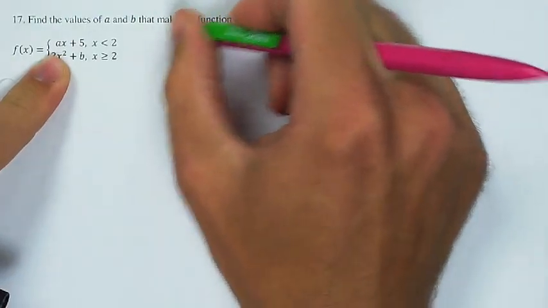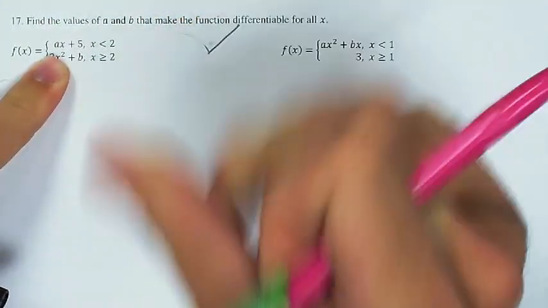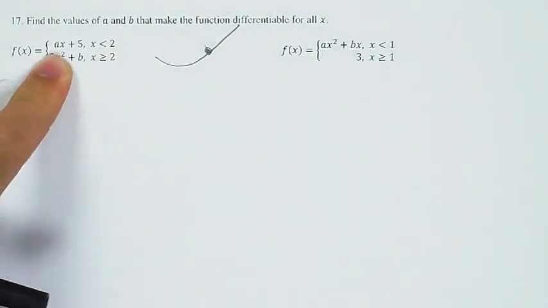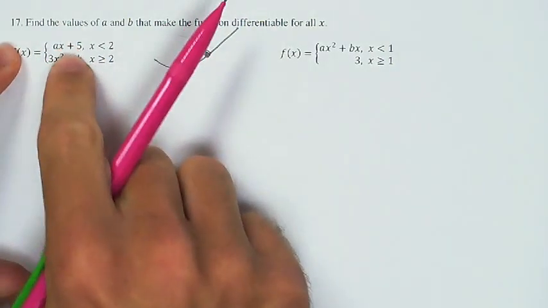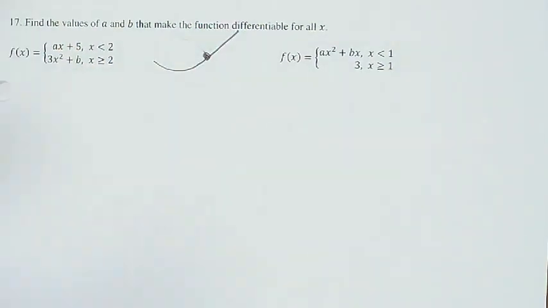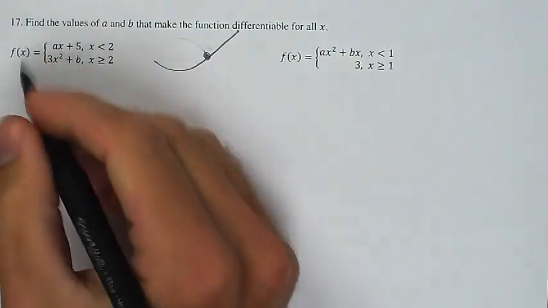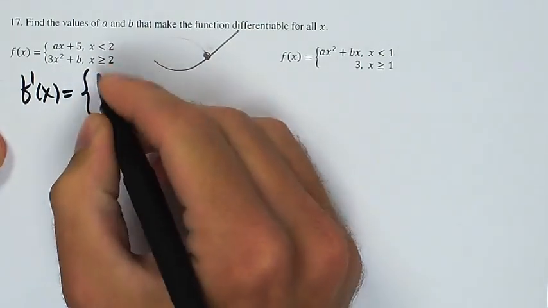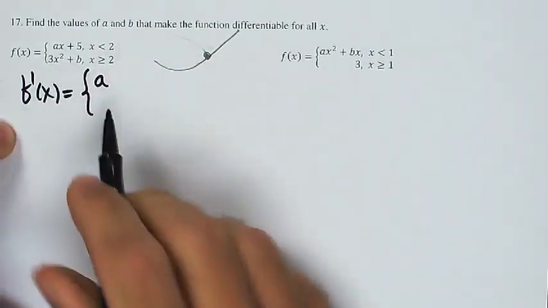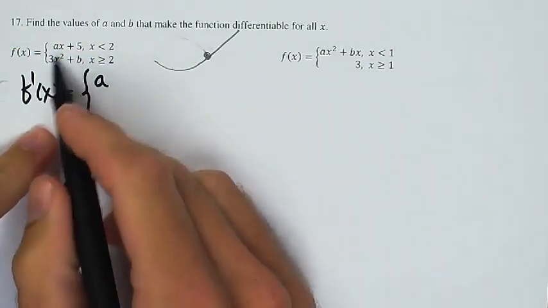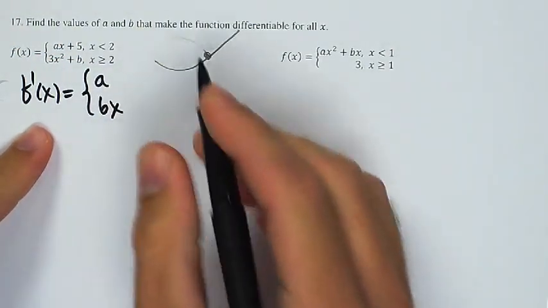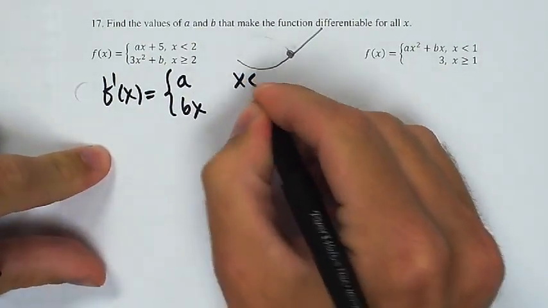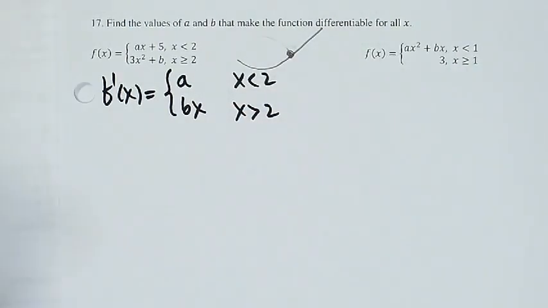So what we're going to need is a situation where maybe it's coming up like that, but it has the same slope at the handing off point. Okay, so what we're going to do is set the 2 pieces equal to each other, and then set the 2 pieces of derivative equal to each other. So I think the first thing I'm going to do is take the derivative. So this will be a plus 0, and then over here I'll have 6x. Okay? And for x being less than 2 and x being greater than 2.